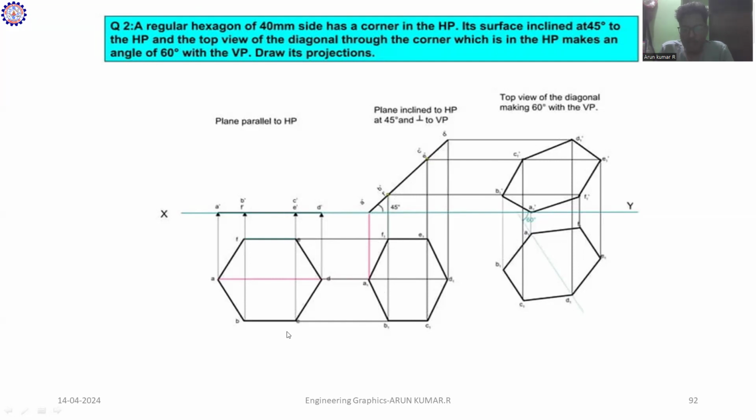So in the first step, we construct the hexagon. In the second step, we draw the front view of this hexagon. After that, we make an angle of 45 degrees. Then we draw the final elevation of the front view and top view. Then at the fourth step, we construct the top view of the diagonal corner on the HP. Then in the final step, you project all the points. We get the final view of this diagram.